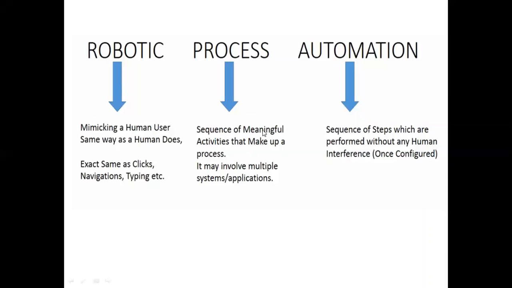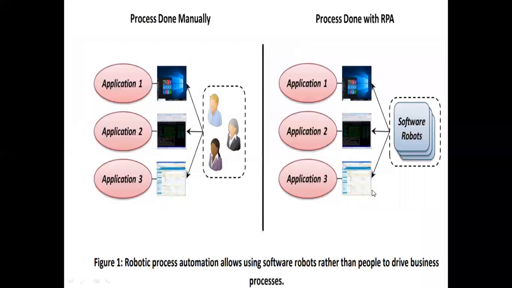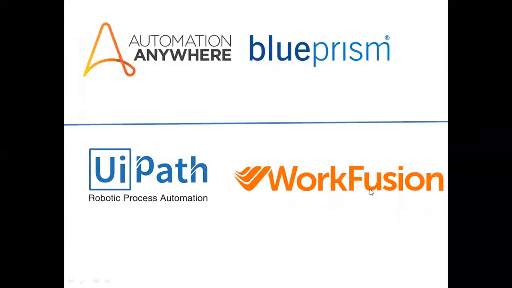So whatever the sequence of activities are there, the same thing we are going to perform without any human interference. So to do this automation, you can use any tool. As I told, you can use any tool. Automation Anywhere you can use. Blue Prism you can use. UiPath and WorkFusion. What is the difference between all these four? We cannot say much more because all are automation tools. Depends on the client price. Depends on the client budget. Whatever they want, they can go for it.